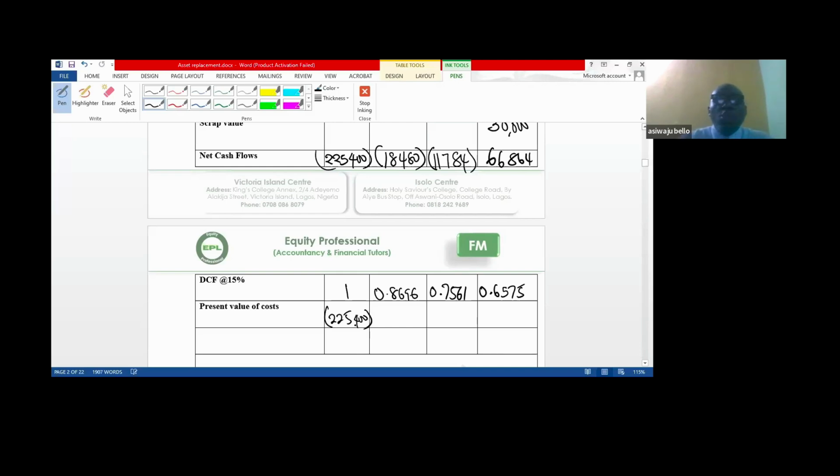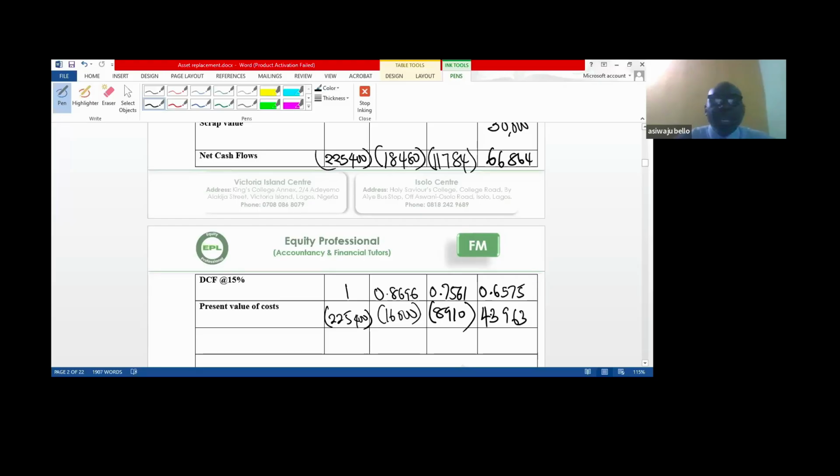225,400. 0.8696 multiplied by 18,400. Here I have negative 16. Next, 11,784 multiplied by 0.7561. Here I have negative 8,910. The last one, multiply by 0.6575. 43,963.